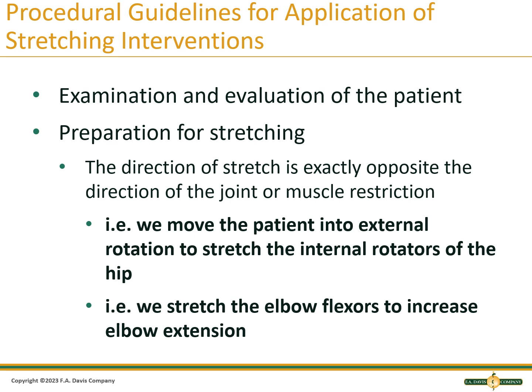Another example we can look at for the upper extremities is that we stretch the elbow flexors to increase elbow extension. So if I have an elbow flexion contracture, I need to stretch into extension, putting tension through the elbow flexors in order to increase that range of motion. So the direction of stretch is exactly opposite the direction of the joint or muscle restriction.